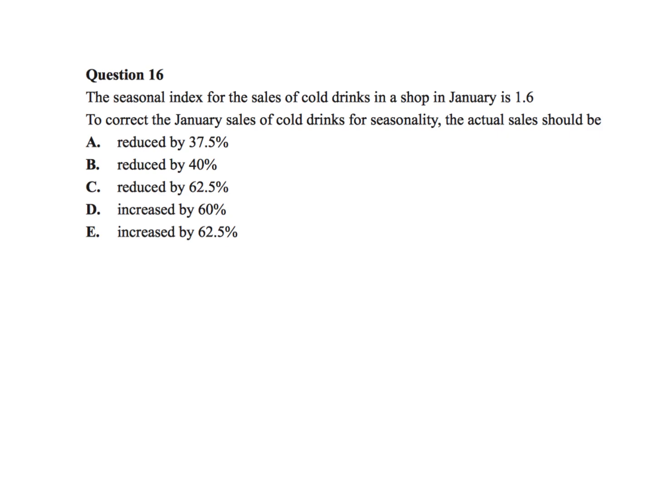So the seasonal index for the sales of cold drinks in a shop in January is 1.6. To correct for seasonality, to correct the January sales. So can you see for seasonality? We know that means if we deseasonalize, yeah? If we deseasonalize, what happens? Okay. That's what that means. So it's very similar wording now.